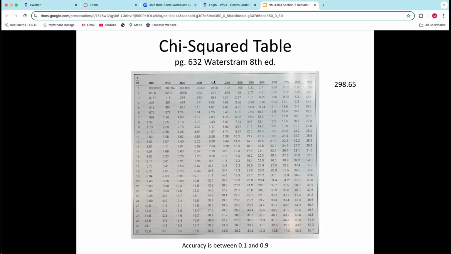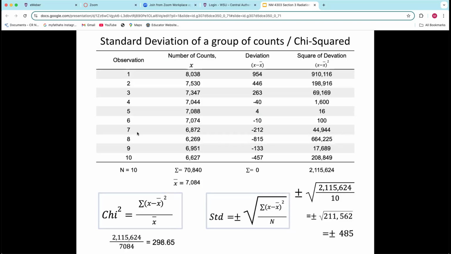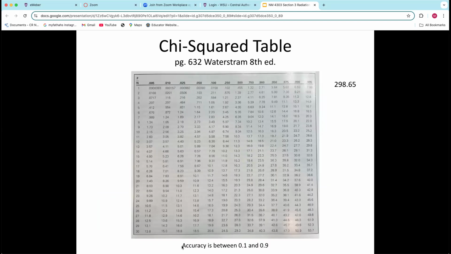In our case, we did 10 counts. This is the number of counts that you do, and remember I came up with 298.65. So we go to our 10 counts, and where we're between 0.1 and 0.9, we have a number from 4.8 to 16. We got 298, so we're way out, right? So this didn't pass the chi-squared test. It would need to be within that range.